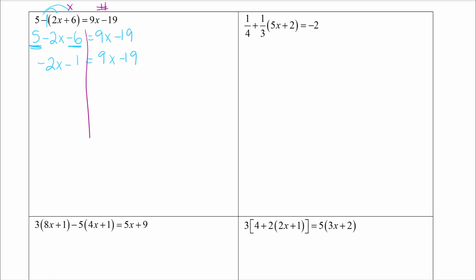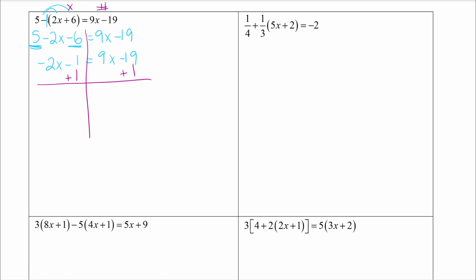Okay, so who is on the wrong side? It looks like -1 is on the x side, and that belongs on the number side, so I'm going to add its opposite. Because it's -1, I do the opposite, which is +1. Let's see if we can do 2 steps at 1 here. Who else is on the wrong side?